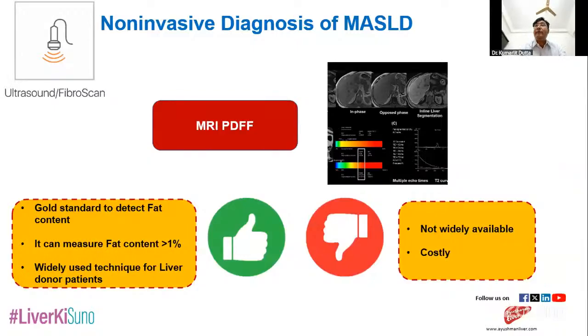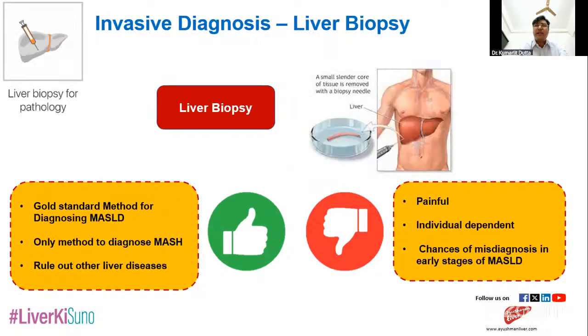And there is invasive diagnosis, that is liver biopsy and histopathology. It's the gold standard method for diagnosing MASLD, and it's the only way to actually diagnose NASH or MASH, and it rules out other liver diseases as well. But it's painful and patient dependent, because without patient consent we cannot go for any invasive procedure, and it's not done on an OPD basis. There are also chances of misdiagnosis in early disease as well.